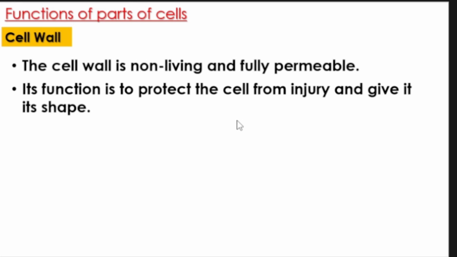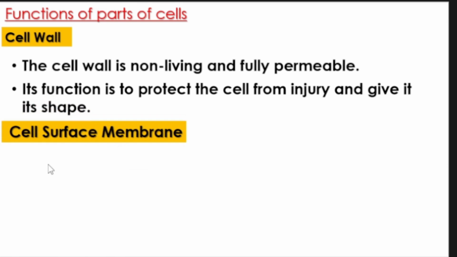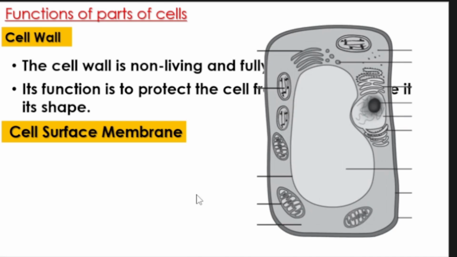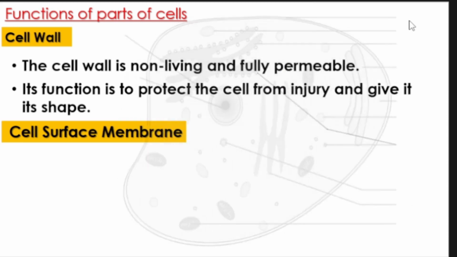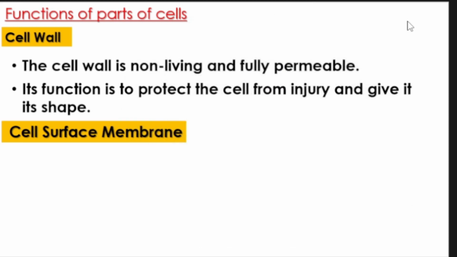All right, so from here now, let's look at the cell membrane, also known as the cell surface membrane. For a plant cell, the cell membrane is the second layer after the cell wall. And for an animal cell, it is the first layer of the cell. This layer here is what we call the cell membrane or the cell surface membrane. All right, so the cell membrane, also called the plasma membrane, is a partially permeable membrane surrounding the cytoplasm of the cell.